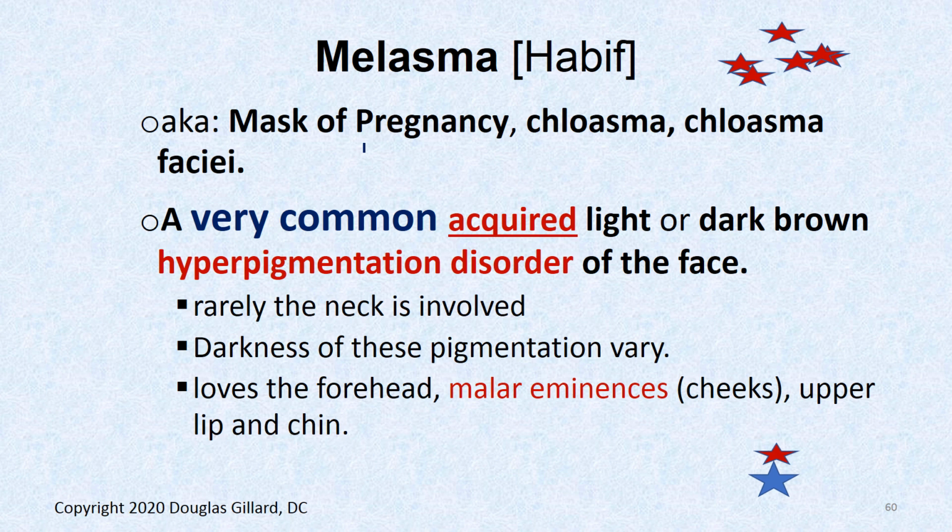So let's talk about it. It's a very common acquired light and dark brown hyperpigmentation disorder of the face. So they get these macules and even patches on their face of different colors. And they're oftentimes patches. They're quite big. They rarely show up on the neck. They like the face. The sunlight is a risk factor for these things, by the way. They can darken sometimes. They love the malar eminences here, or the cheeks, the upper lip and chin.